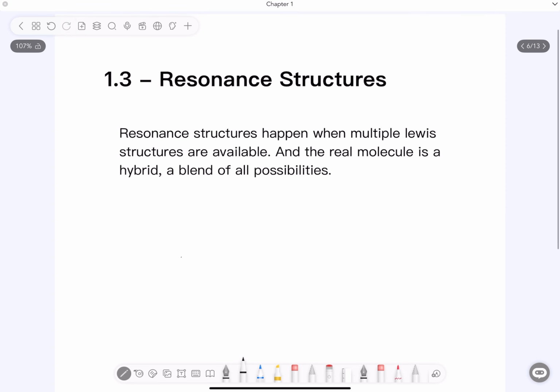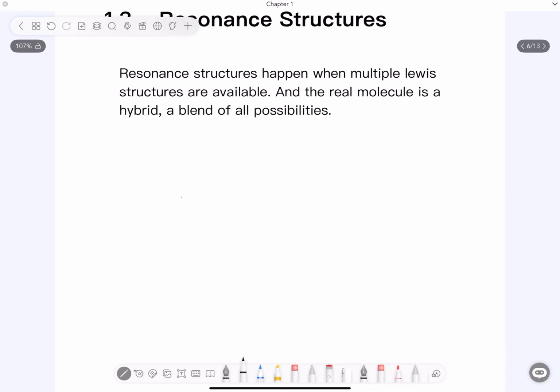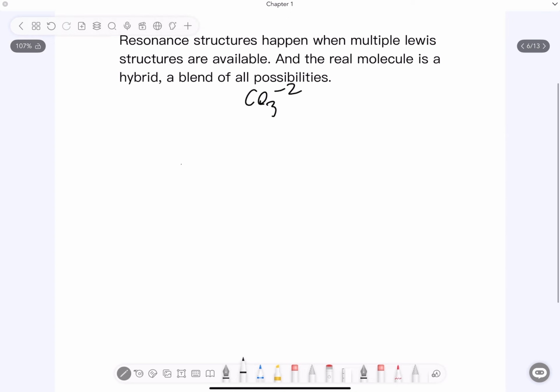Resonance structures happen when multiple Lewis structures are available, and the real molecule is a hybrid, a blend of all possibilities. Now, if we were to do the resonance structure of CO3 with a -2 charge, it would look like a carbon in the middle with bonds to oxygens on each side. And because carbon likes 4, we're going to draw that fourth bond here. And we draw the rest of the electrons.